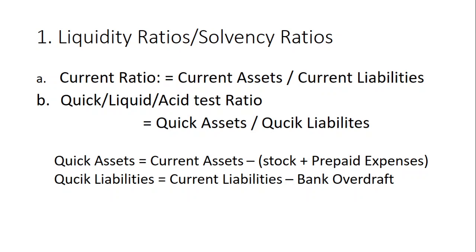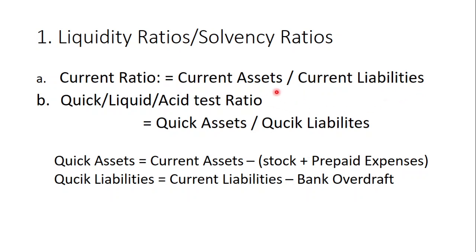The first type is liquidity ratios or solvency ratios. There are two liquidity ratios. The first one is current ratio. Current ratio is equal to current assets divided by current liabilities.